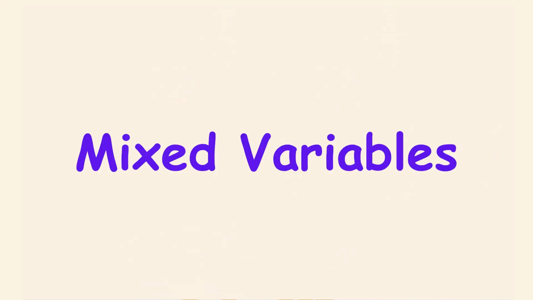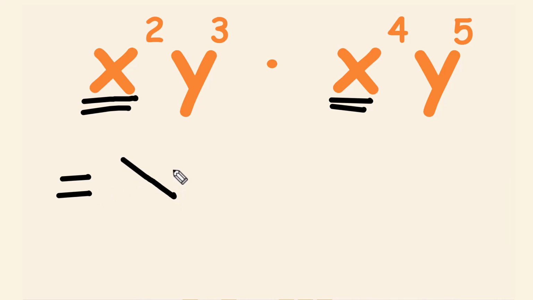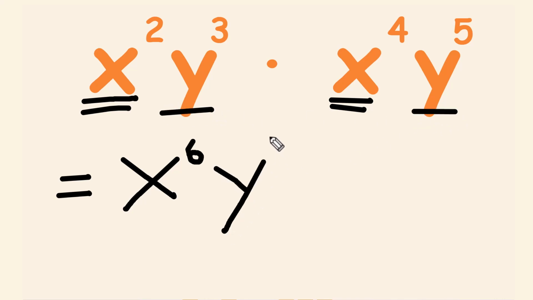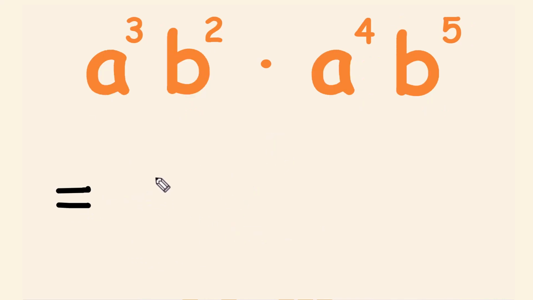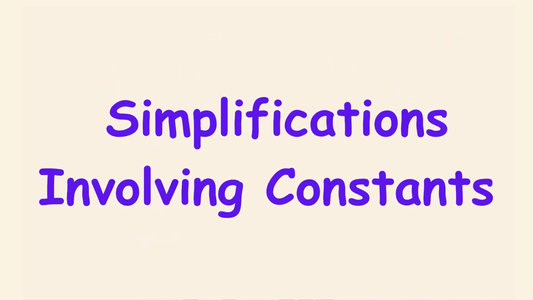Mixed variables. So here we have mixed variables. Let's add the exponents of x. 4 plus 2, that's 6. Now let's add the exponents of y. 5 plus 3 is 8. Final answer. Here's another similar example. Let's add the exponents of a, that's 7. The exponents of b, that's 7.